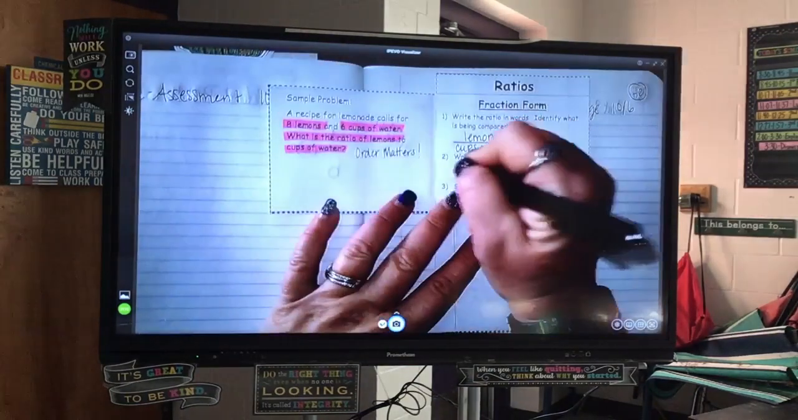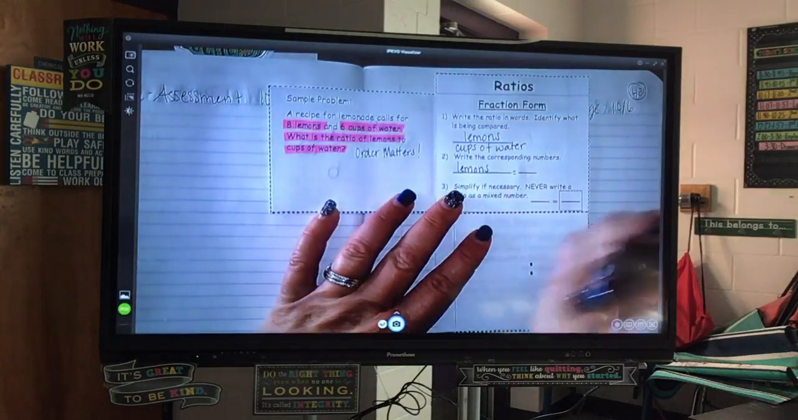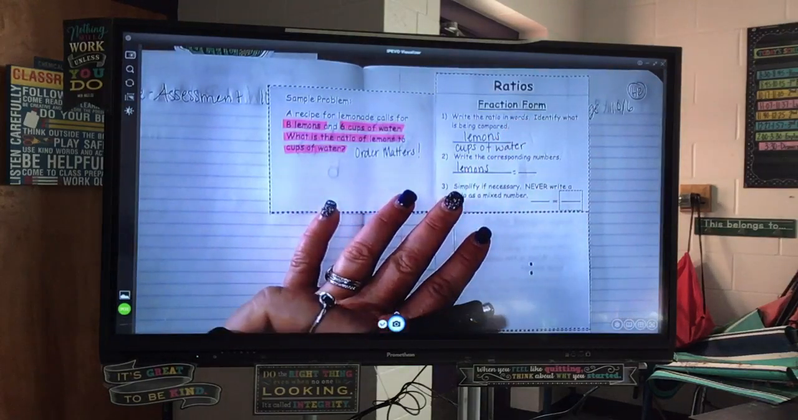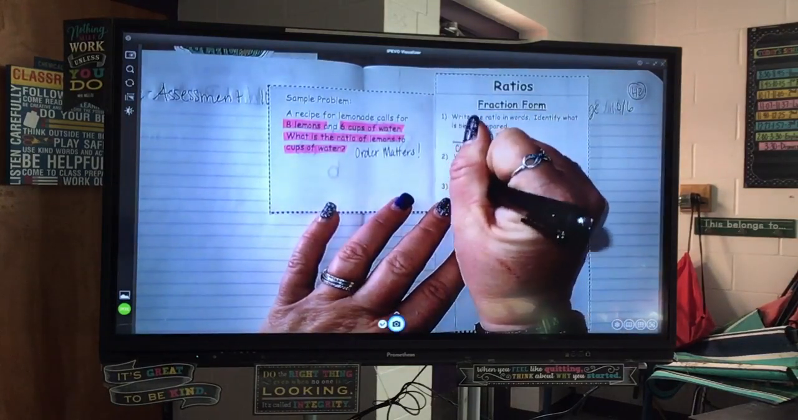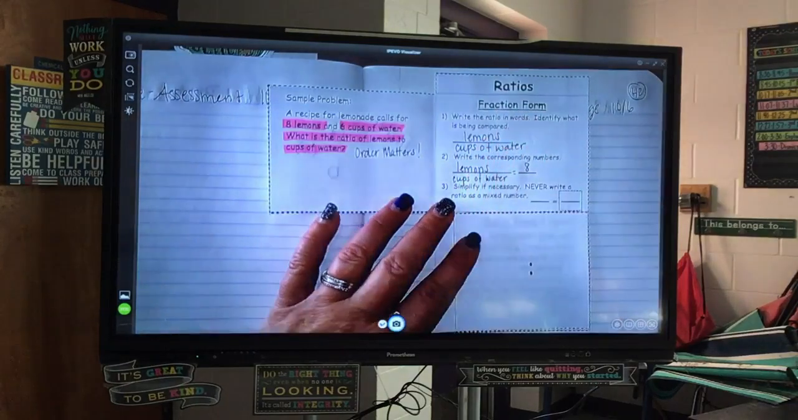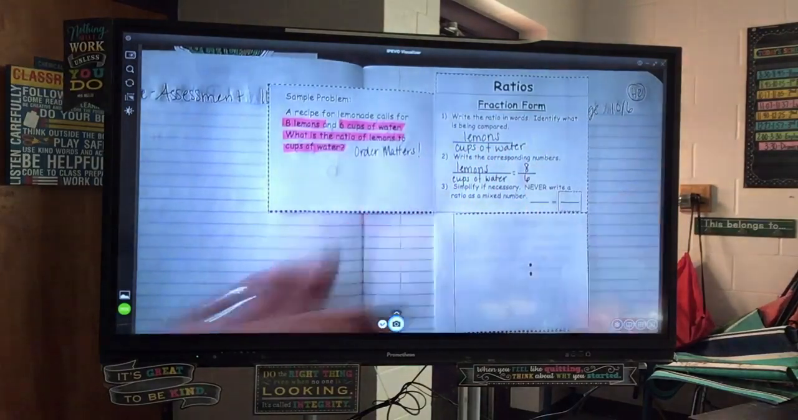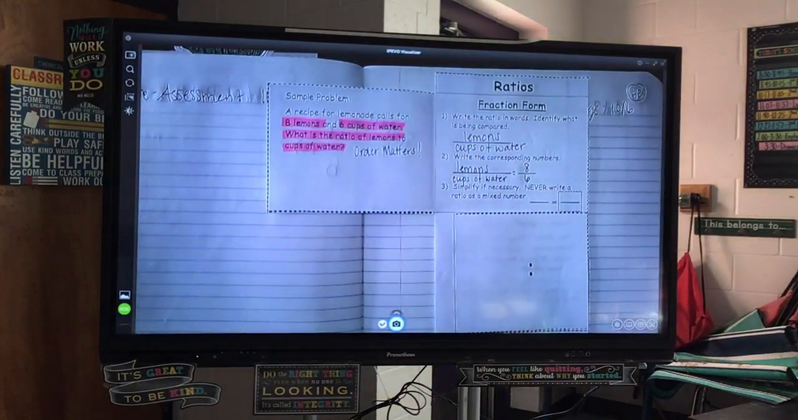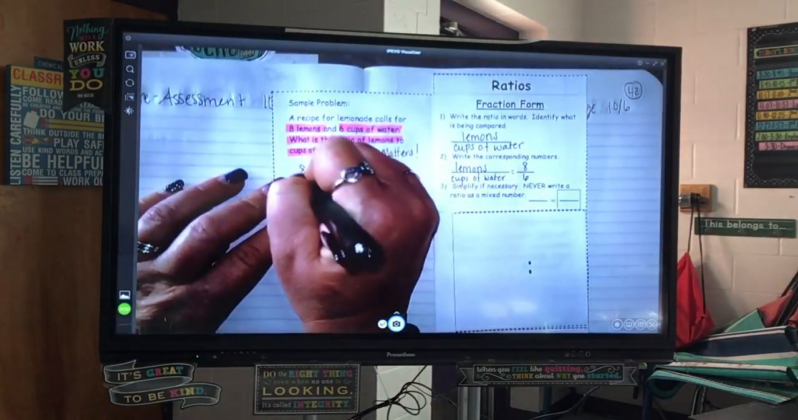Alright, so here we have the lemons. How many lemons do we have? How many lemons? Aiden. 8. And then on the bottom we had cups of water. How many cups of water do we have? Cristiano? 6. Alright, so essentially our ratio of lemons to cups of water would be 8 to 6.